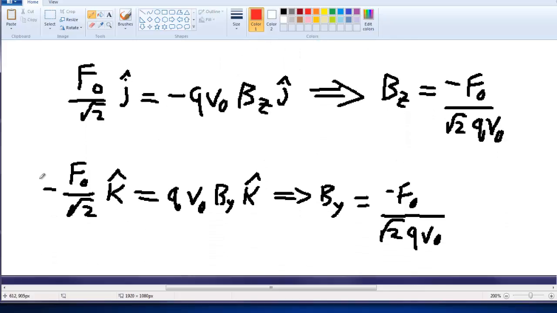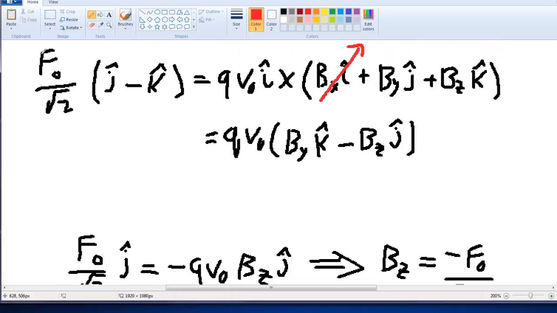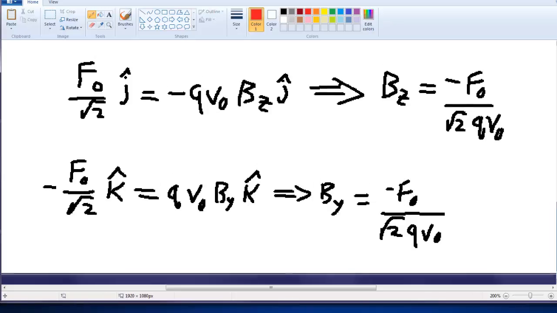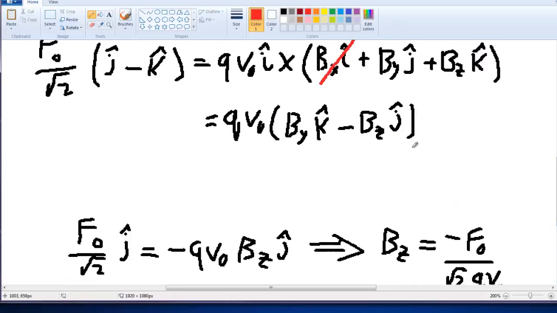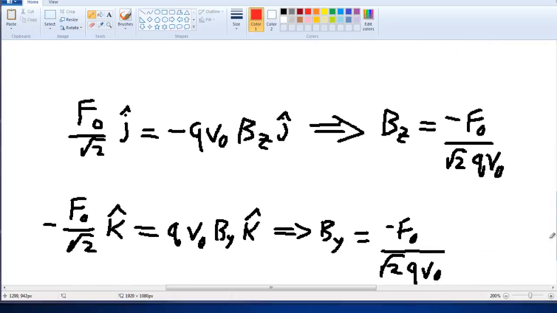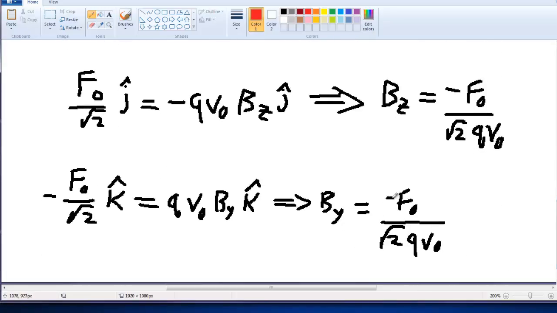And then for the k component, we have negative F naught over root 2 k hat. Got that from here and here. And that is equal to q v naught b sub y k hat, just from here and here. And then solving for b sub y, we get negative F naught over root 2 q v naught.